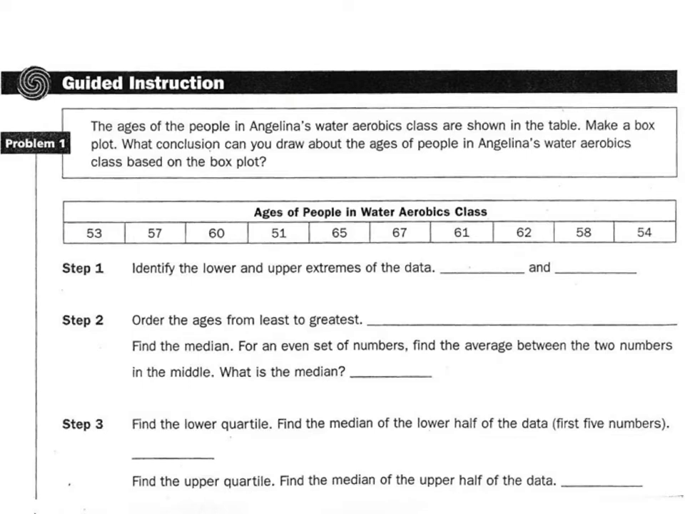First off, we need to notice that we have a set of data. These are the people in the class. The first thing is to identify the lower and the upper extremes of data. That means my smallest number and my highest number. After looking at my numbers, my smallest number is 51 and my largest number is 67.